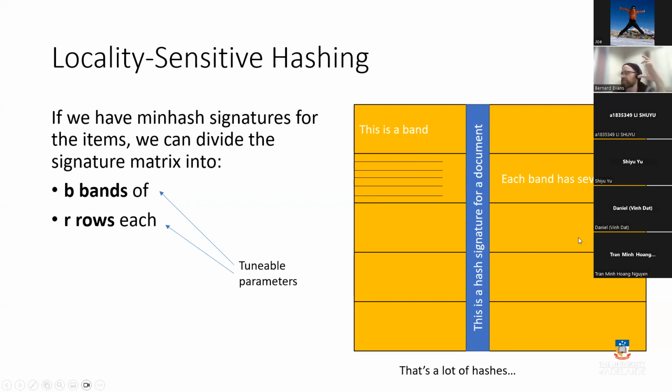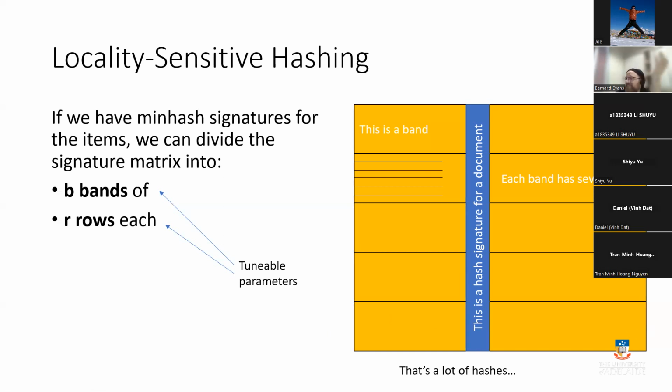Are the first 10 hashes of this the same as the first 10 hashes of that? Are the second 10 hashes the same as the second 10 hashes of that? Are the third 10 hashes the same as the third 10 hashes of that? Now I'm going to use some logic and the power of math to really simplify this process.